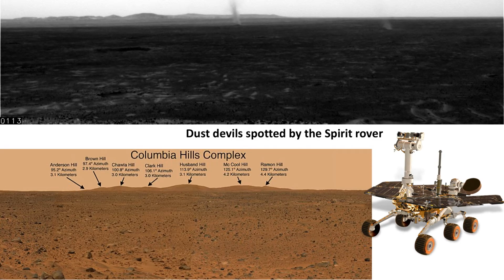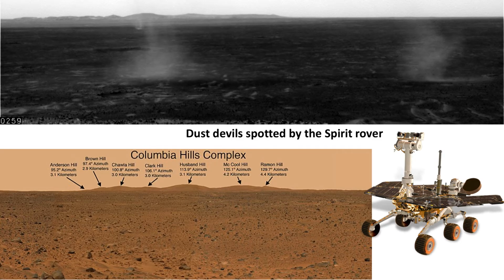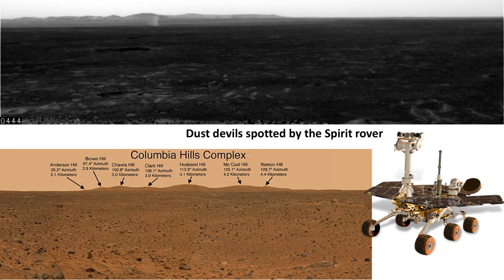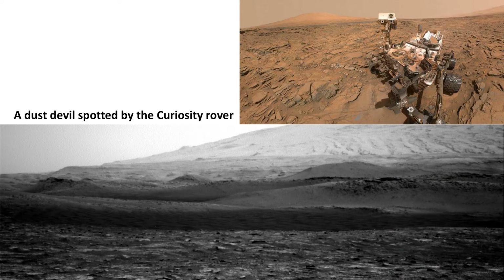And so anyway, these are some dust devils spotted by the Spirit rover in Columbia Hills, and you can see that there's a lot of activity here. And these are some pretty big dust devils. And we also see dust devils with Curiosity, and they tend to not be quite as visible, maybe because there isn't quite as much dust on the surface, or perhaps, and this is very likely, that they aren't as strong as the ones that we saw with Spirit.